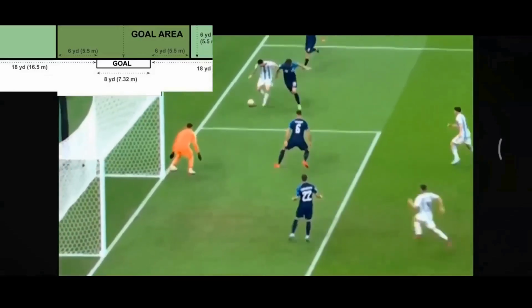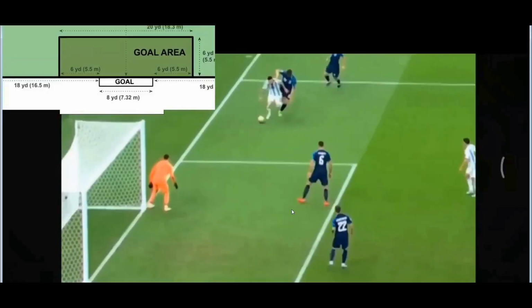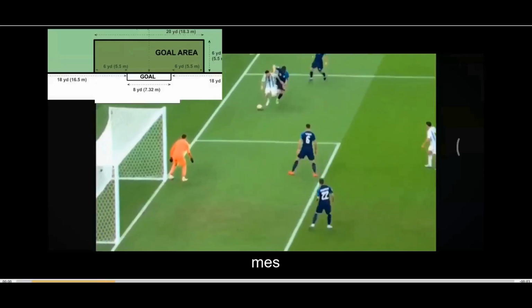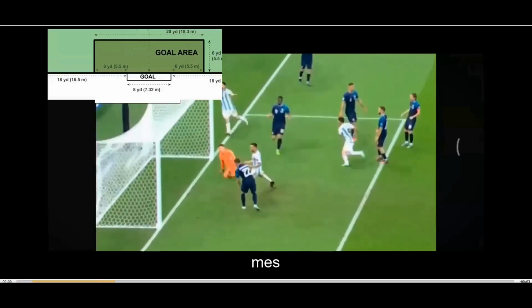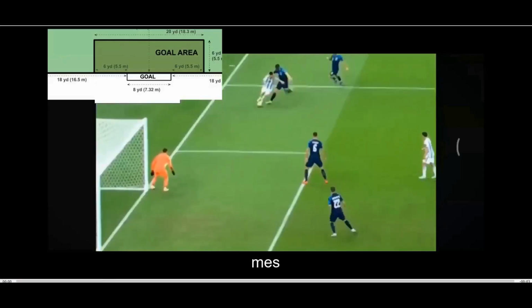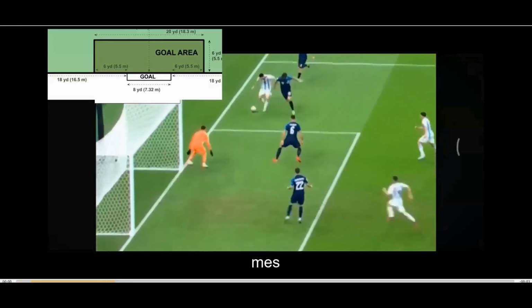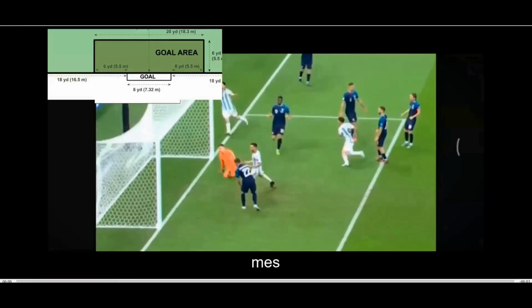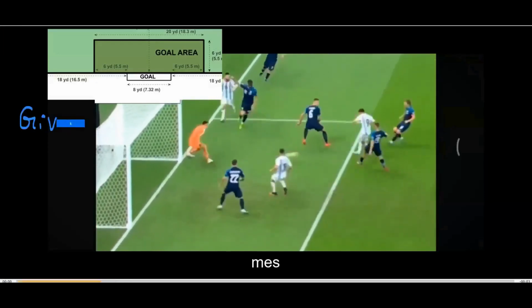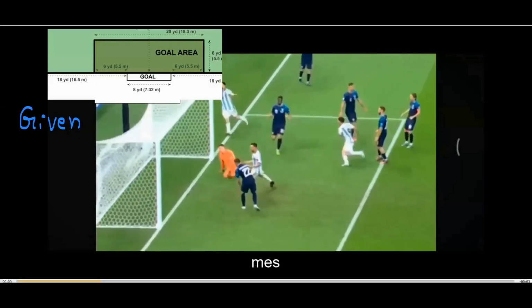What do we have to calculate in this situation? Tell me, what is the question? Change in momentum. Okay. So for calculating change in momentum, what data do we need? Mass of the ball and velocity.